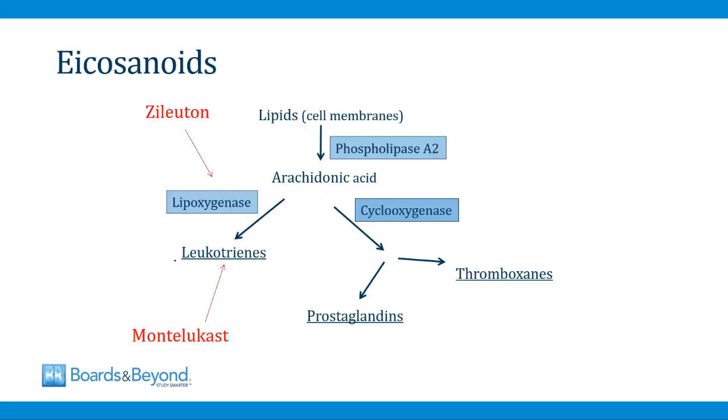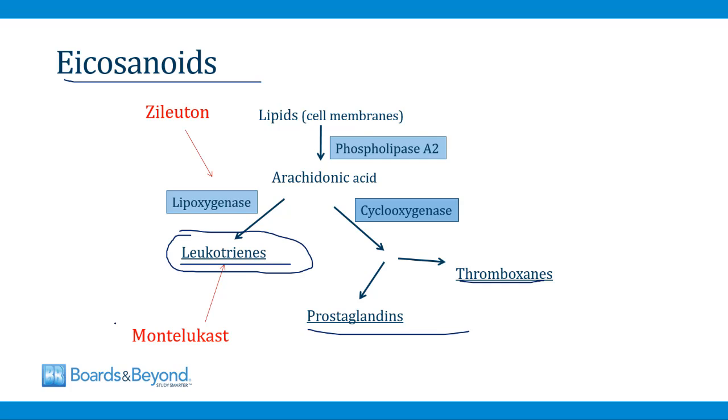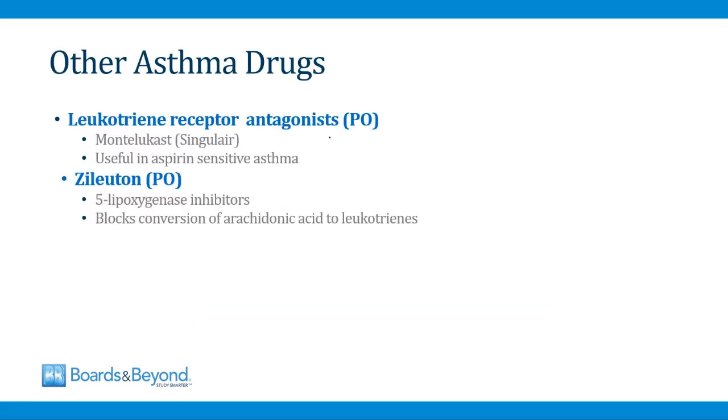Eicosanoids are cell signaling molecules, and there are three types. There are the leukotrienes, the prostaglandins, and the thromboxanes. And the leukotrienes are major mediators of asthma, so there are two drugs that inhibit the synthesis of leukotrienes from lipids in the cell membrane of cells. The first one is Zileuton, which inhibits the enzyme lipoxygenase. The other one is Montelukast, which directly blocks leukotrienes. And I've listed these drugs on this slide.